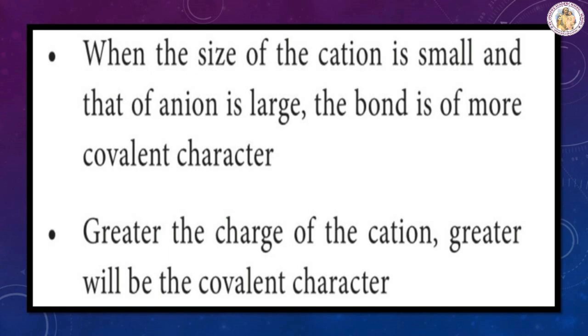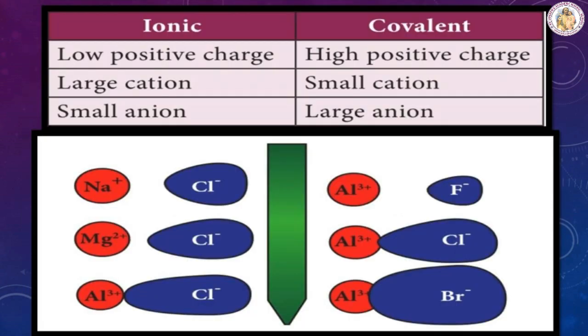Greater the charge of the cation, greater will be the covalent character. For example, in sodium chloride, low positive charge +1, a fairly large cation, and relatively small anion make the charges separate completely, so it is ionic. In aluminum chloride, higher is the positive charge +3, larger is the anion, and thus no complete charge separation, so it is covalent.